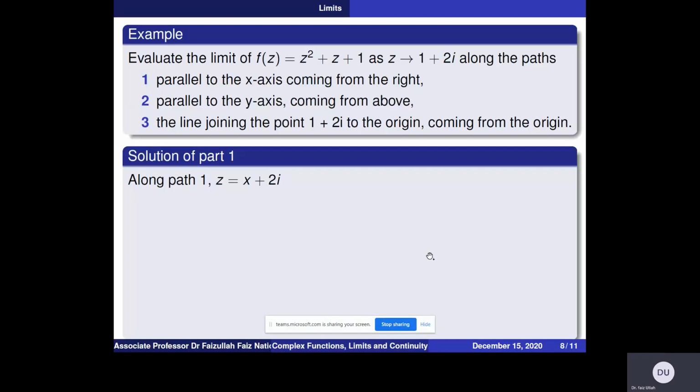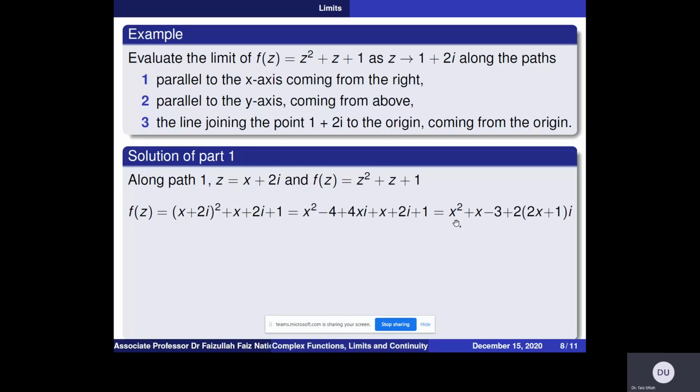And now let us find its solution. So along path 1, z = x + 2i and f(z) is already given. So we have to put z = x + 2i in this function and we can simplify this. After simplification, we can get x² + x − 3 + 2(2x + 1)i. Now we have to take limits on both sides. The limit is z approaches 1 + 2i.